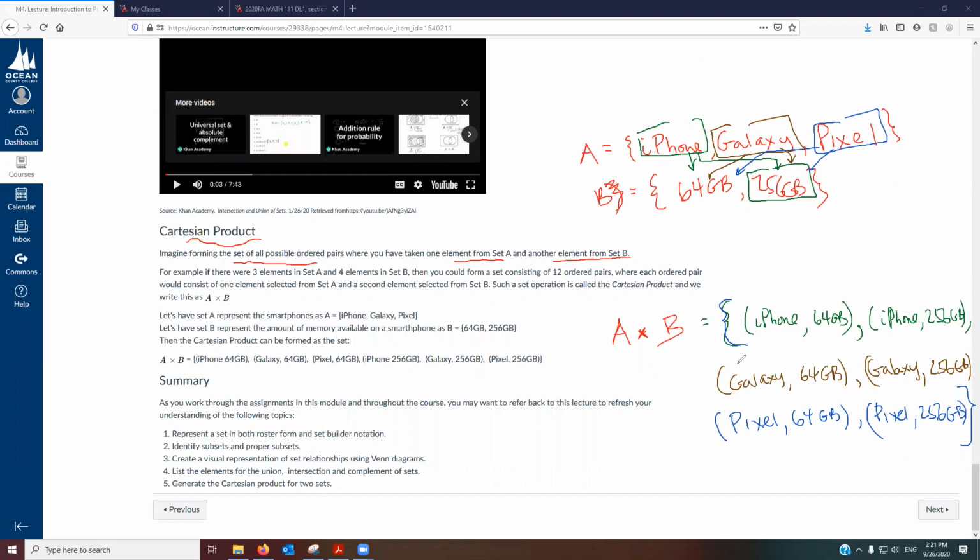Okay. One thing you might notice is there's 6 elements in this set of ordered pairs, right? Here's 1, 2, 3, 4, 5, 6 elements. Well, you'll always be able to figure that out because there were 3 elements in set A and 2 elements in set B. If I just multiply 3 times 2, that's going to get me to 6 elements in the Cartesian product.